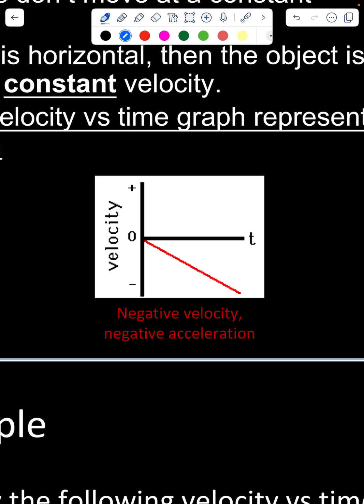All right, now this one's a little bit of a change because we are now below that x-axis, which means we have a negative velocity. And if we're looking at our slope, we have a negative slope. A negative slope on a velocity versus time graph does mean that we have negative acceleration. So we have negative velocity, negative acceleration. We have those signs that are the same. We have like signs, and that means that we are speeding up.